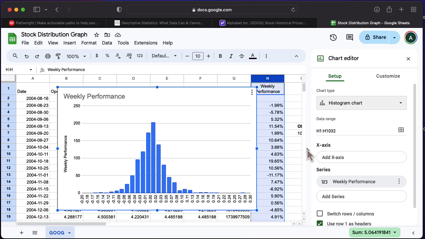And that is the real essence of this lesson, is that hiding under things that may be of interest to us, like, say, stock price or stock performance, is a distribution. And often, certainly not always, but often that distribution is bell-shaped in nature.